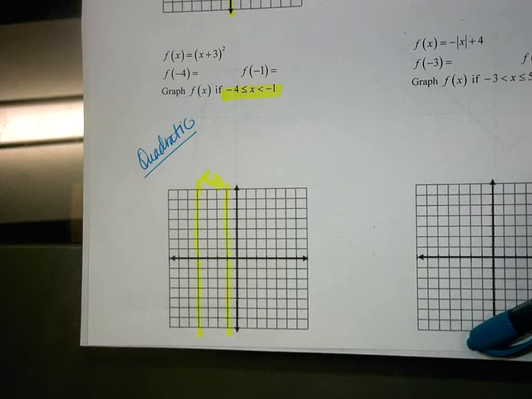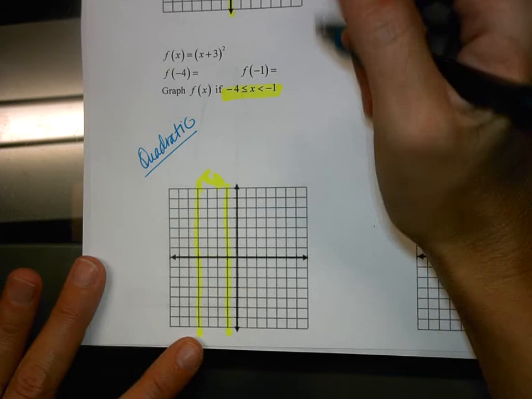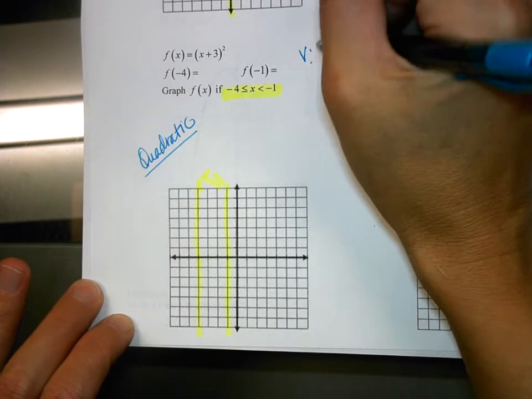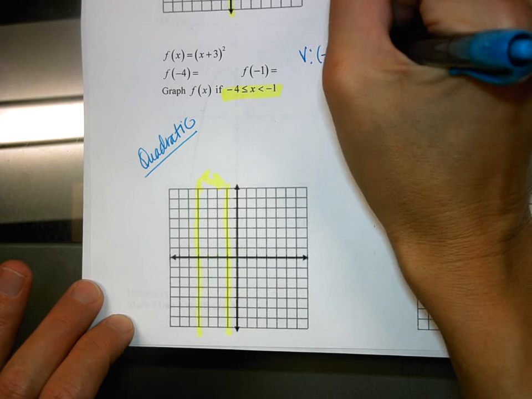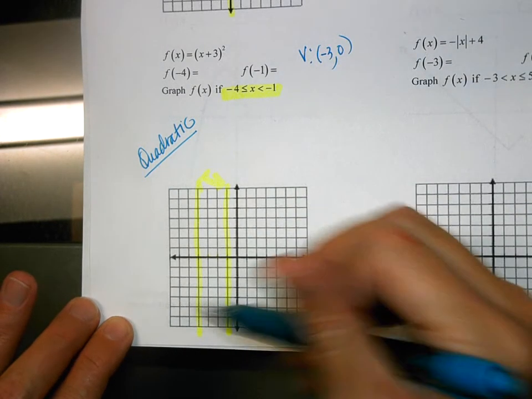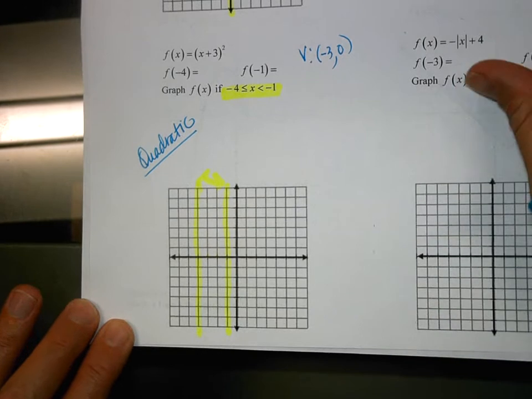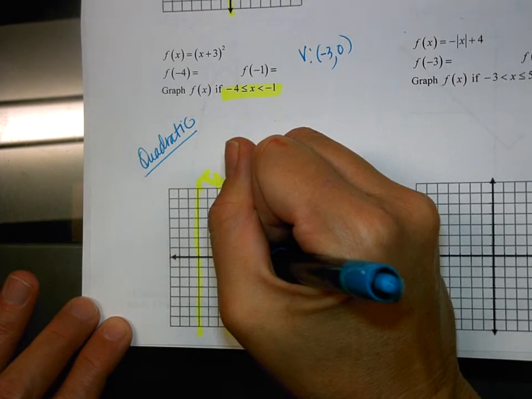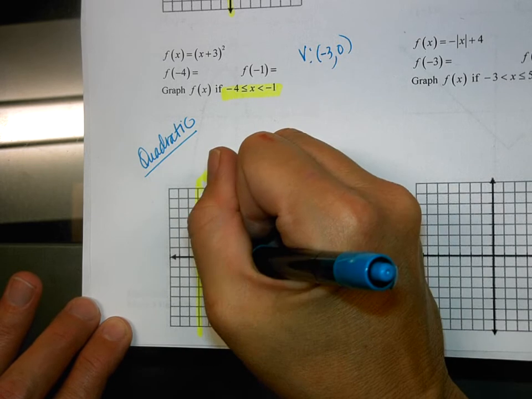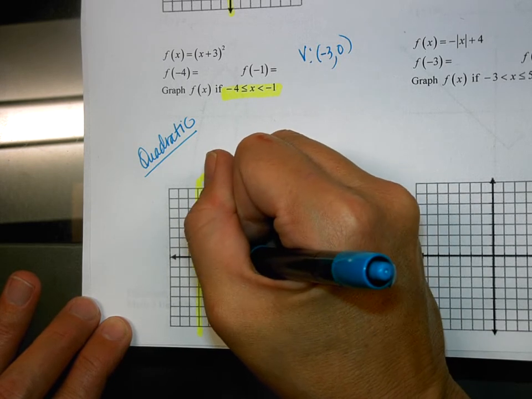Okay, and what would be my vertex for this quadratic? Good, negative 3, 0 is correct. So let's see if that's in the area that we're graphing. So negative 3, 0, we're going to go left 1, 2, 3, and then up 0. So that is inside the area, correct? So we can go ahead and put that point there.